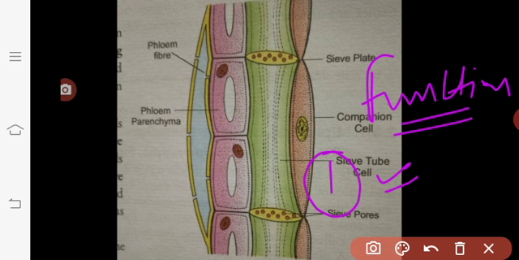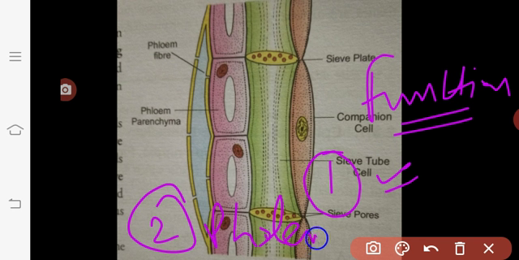Point number 2, that is phloem fiber. These are called bast fibers. They help in making commercial fibers like jute, hemp, flax, etc.